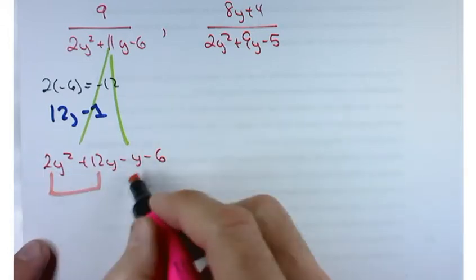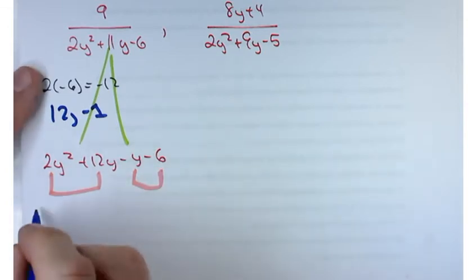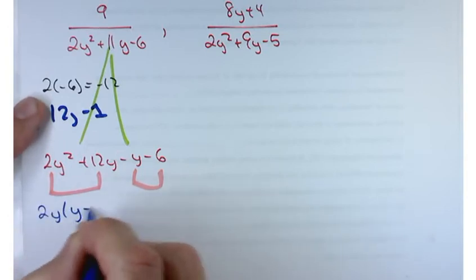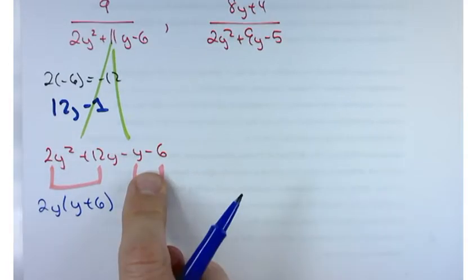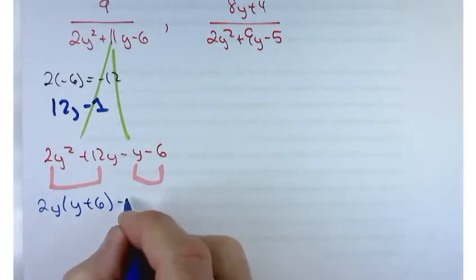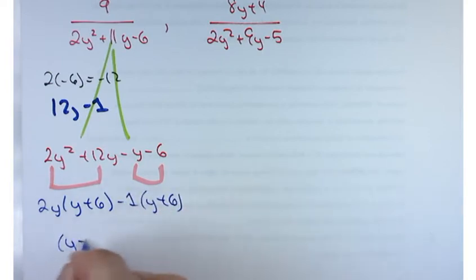Okay. So let's work on these pairwise. So out of the first pair, what could I factor out? 2y, which leaves behind y plus 6. What comes out of the second pair? Negative 1. So negative 1, y plus 6. So overall, y plus 6 times 2y minus 1. Got that one factored. Yay.